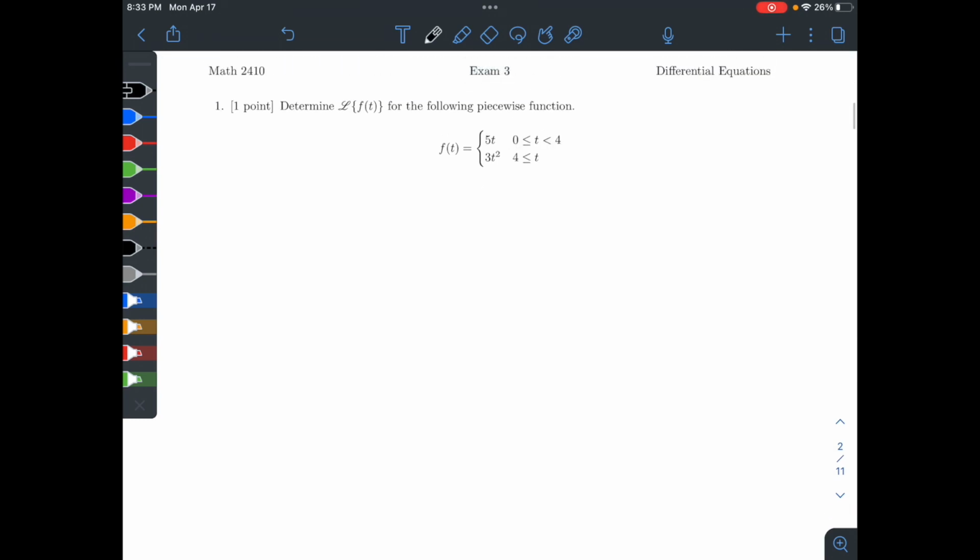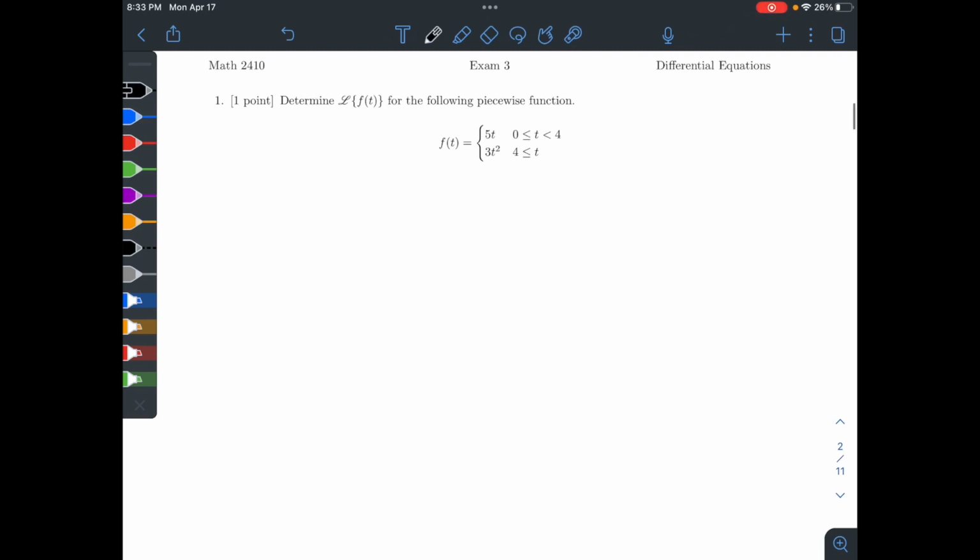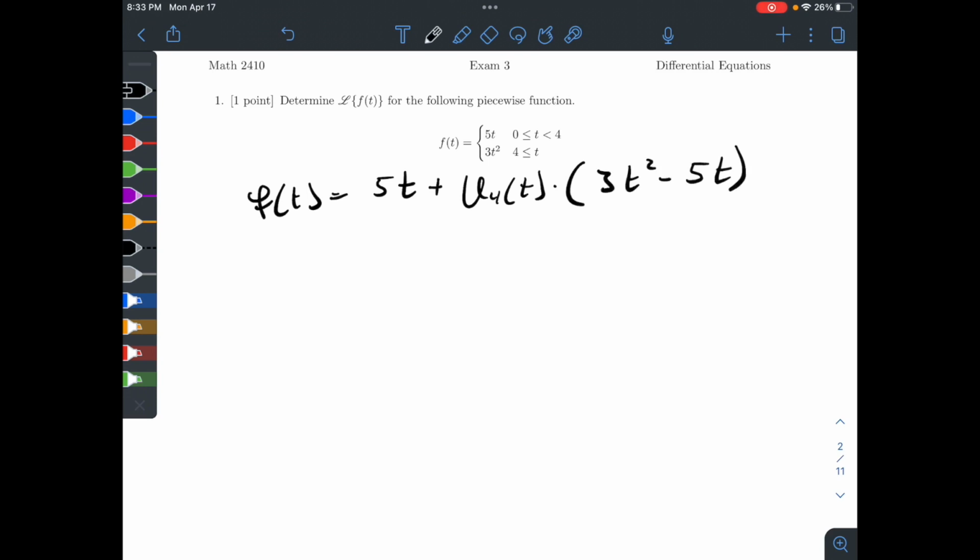So the trick here is to recognize this as f of t equals 5t plus u sub 4 of t times 3t squared minus 5t. This is a trick that we discussed in, I forget what section of the notes it was. I think it was 7.3. But yeah, we discussed that trick back then.